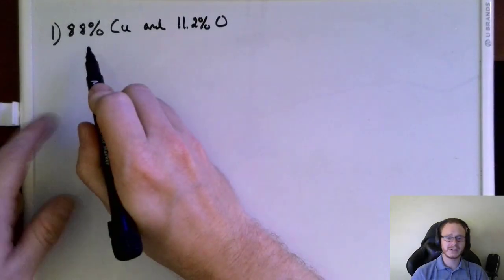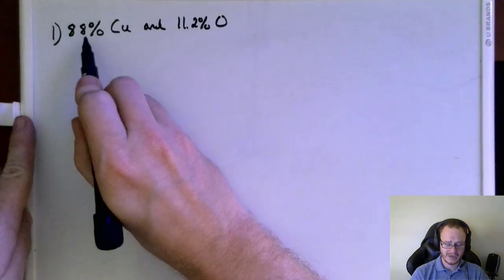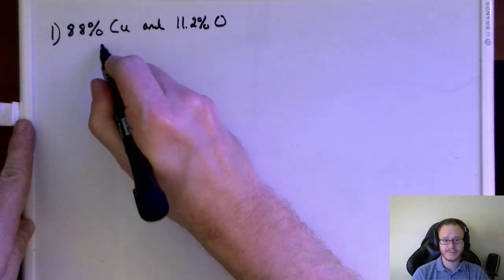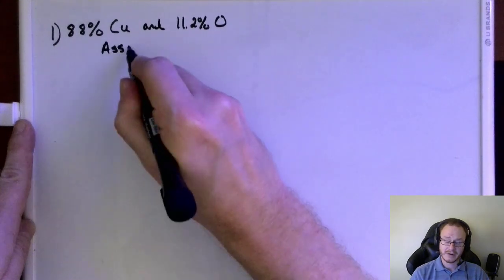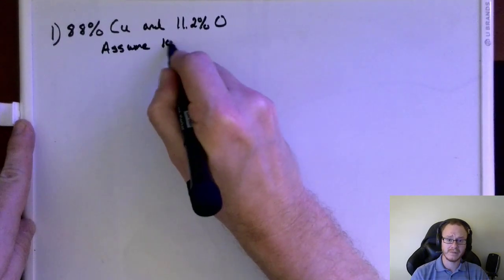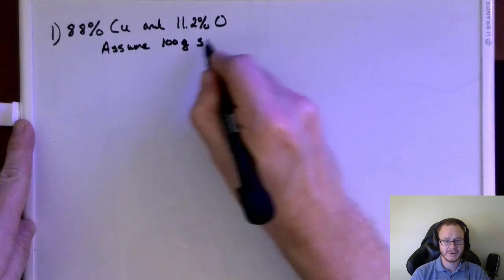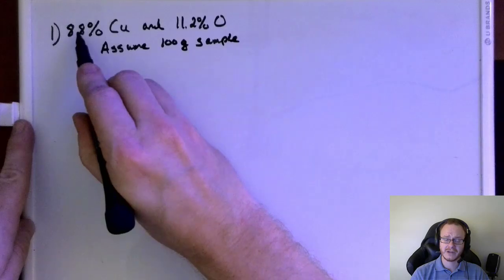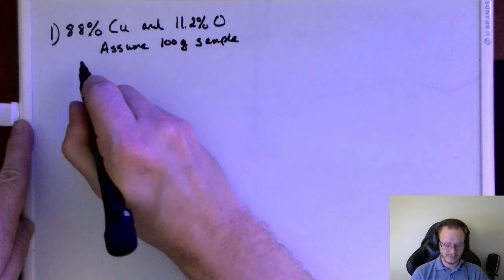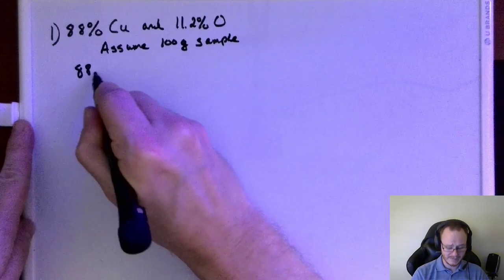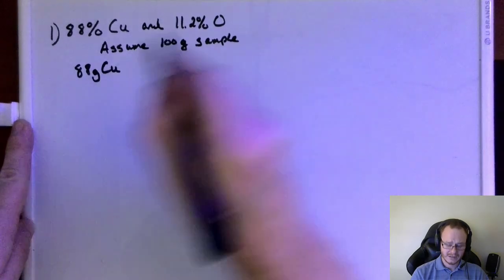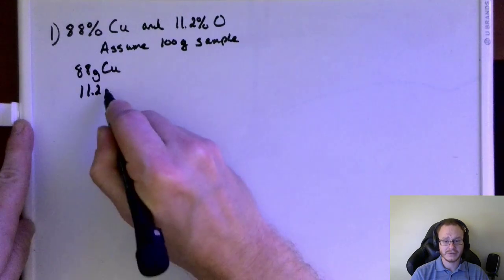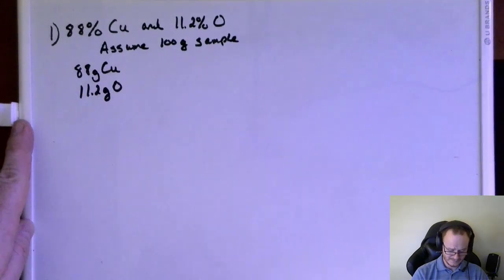First problem I'm going to work with y'all today is going to be number 1. Here we're given 88% copper and also 11.2% oxygen. I need to assume a 100-gram sample size because I'm given no other information. This is not a real sample, it's purely hypothetical, a theoretical question. 100 grams makes it easier for me because 88% of 100 grams is exactly 88 grams of copper. This also means that 11.2% oxygen means I have 11.2 grams of oxygen.